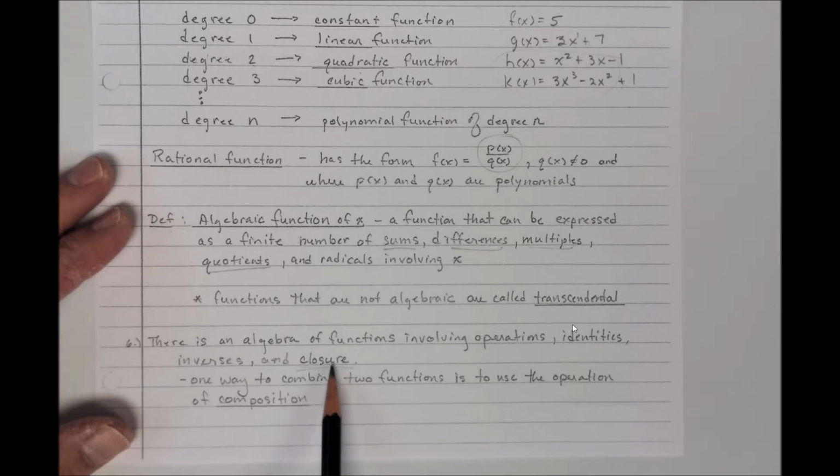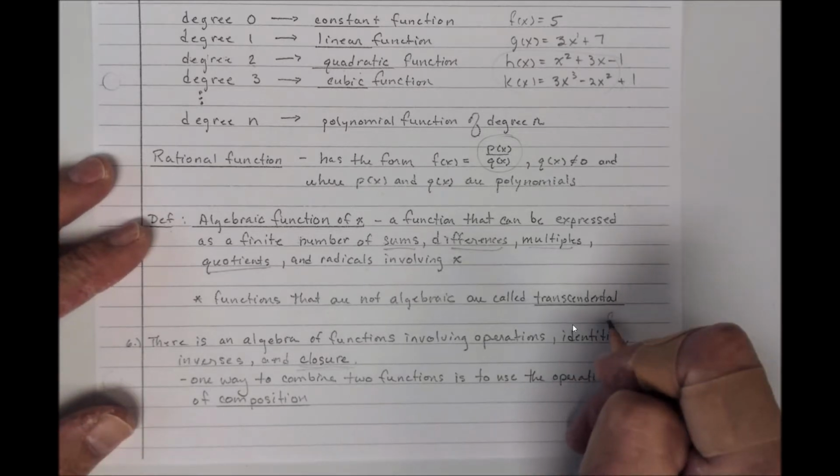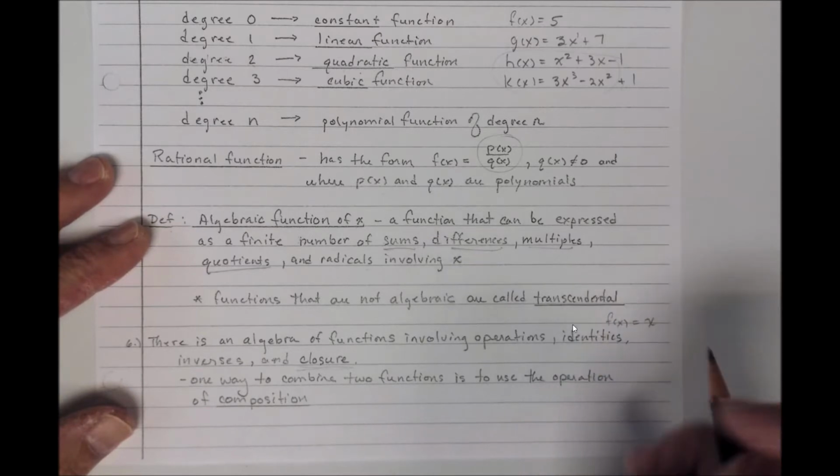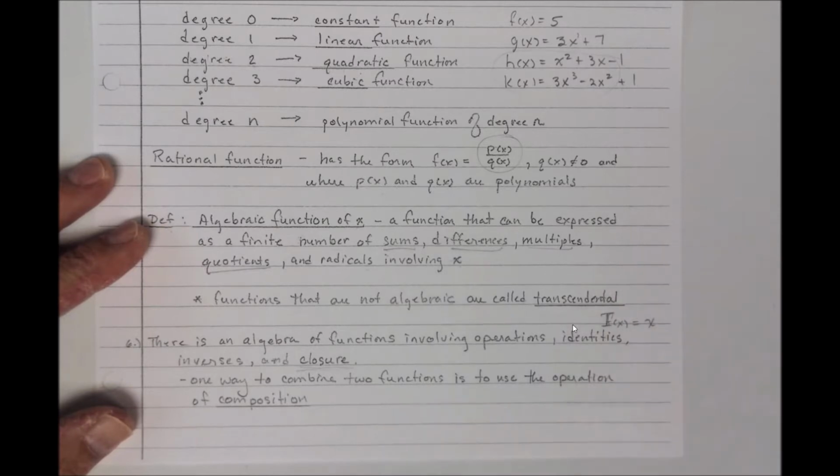But when we're talking about functions, we're talking about adding functions, subtracting functions, multiplying functions, dividing functions. We have an identity function. The identity function typically is thought of as f of x equaling x, because whatever you plug in, you get exactly right back. Sometimes they'll even call it I of x for identity. Inverse functions, I've mentioned that before. And then, of course, closure, meaning that when you combine functions, you get a function.